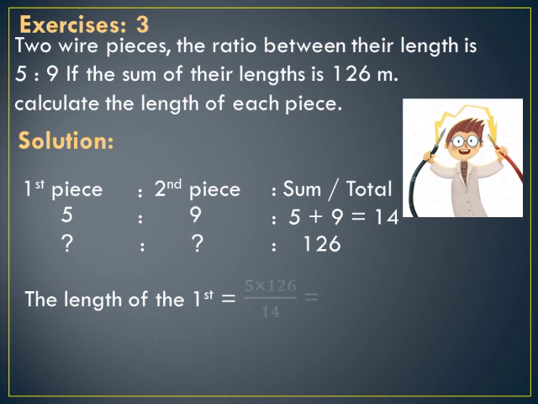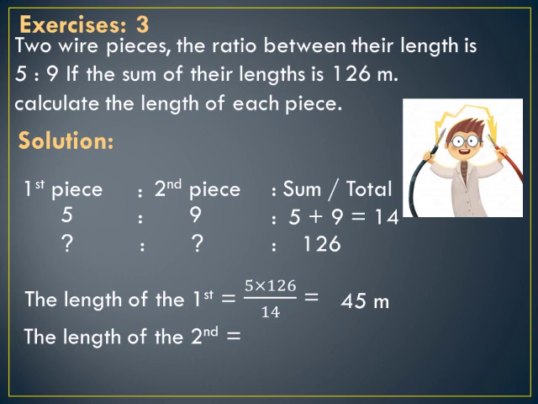Put 126 under 14. After that, to get the first piece, hide the second piece and make scissors: 5 by 126 over 14 equals 45. And the second piece, how do we get its length? Hide the first and make scissors: 9 by 126 over 14 equals 81 meters.